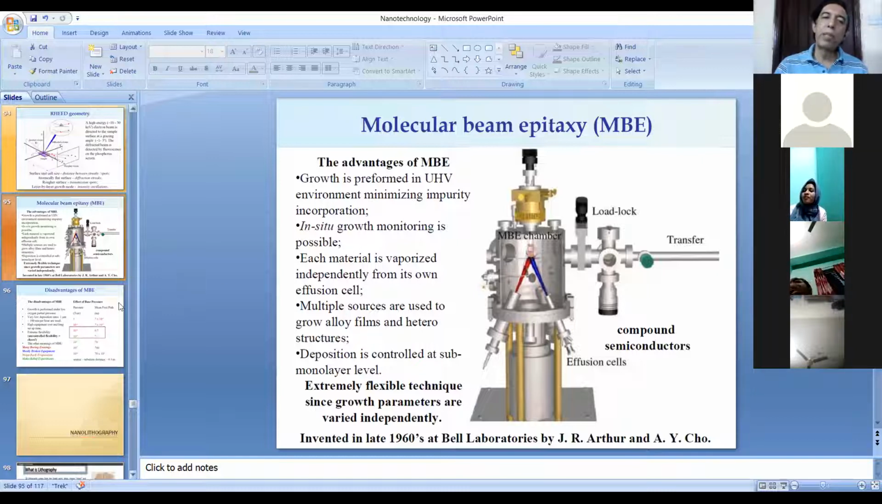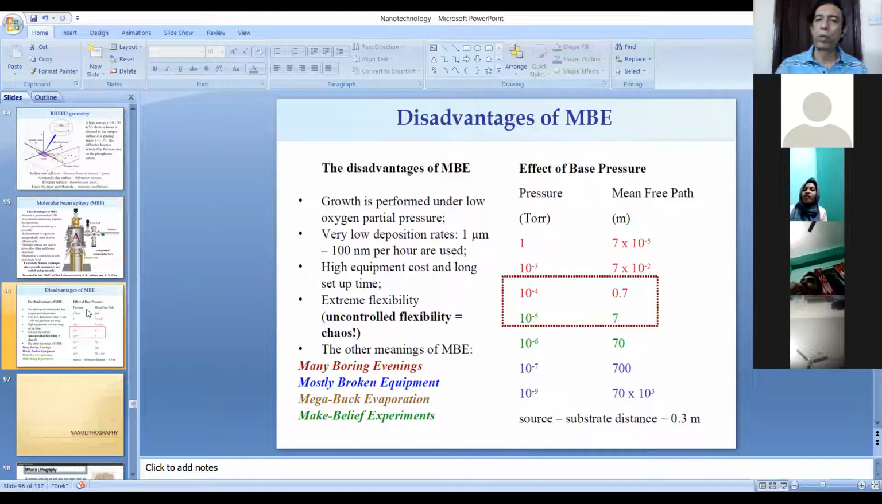But there are some disadvantages also. What disadvantage? It is very time consuming and it is very costly. So these are the main disadvantages of molecular beam epitaxy.